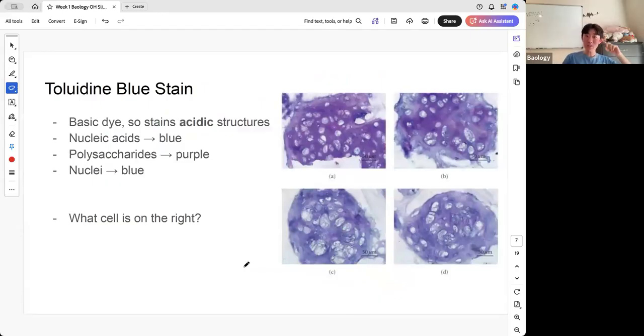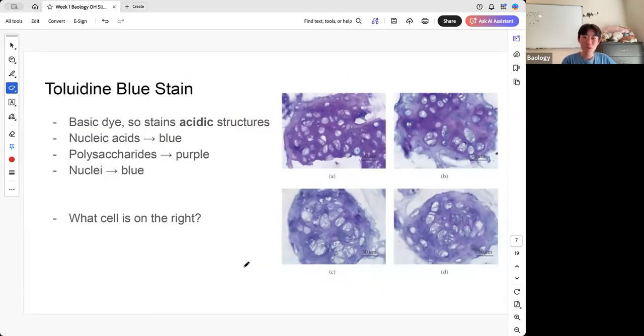Always keep in your mind that you can't judge off color. This is because different dyes have different colors. I guess in this case it's fine because earlier hematoxylin was a blue dye and it was basic. And now we have toluidine blue, which is also a basic dye and is also blue.